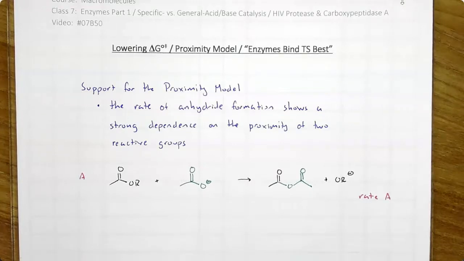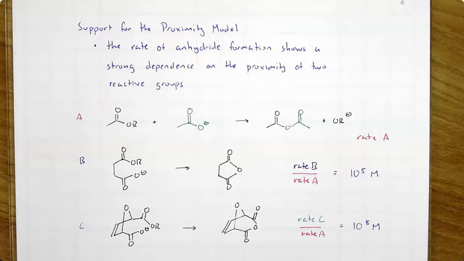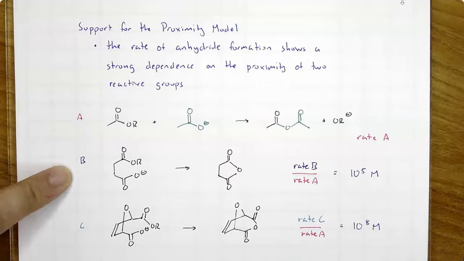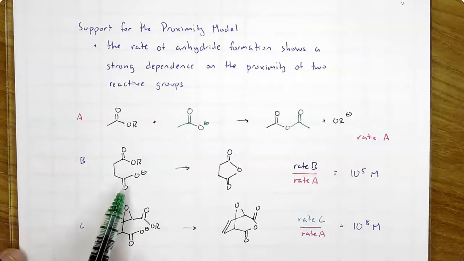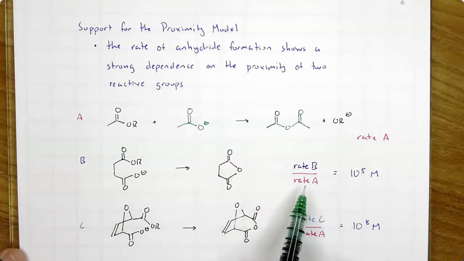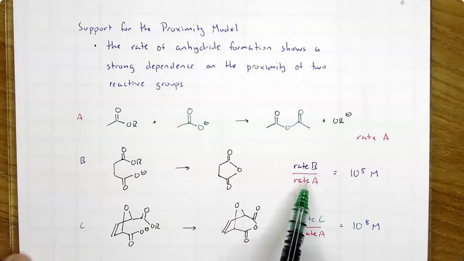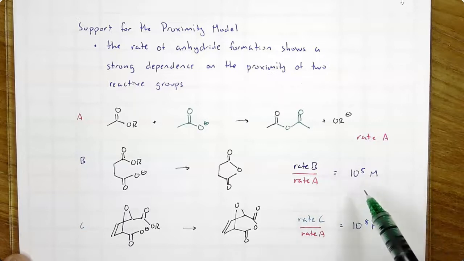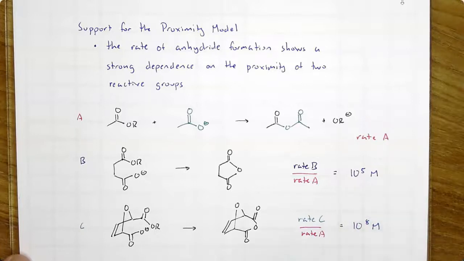Let me draw two other situations where we make an anhydride, and we're going to compare those rates to this first rate. Now let's consider the next two situations. For letter B, we tethered the two reactive groups, and by making them exist close to each other, we can increase the rate. So we can find the relative rate of B compared to A by doing this ratio, and we find that rate B is 10 to the 5 times faster, this is in molarity, than our base case A.